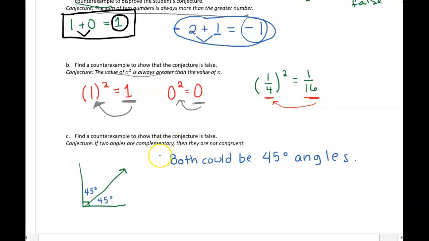Okay, and on C it says if two angles are complementary, remember complementary means they add to 90, then they are not congruent. Okay, so what I want to do is find a time when I have two complementary angles and they are congruent. Well, that can happen if both of these are 45 degrees. So if I have both of these are 45-degree angles, these are complementary and they are congruent, so this would be a counterexample as well.